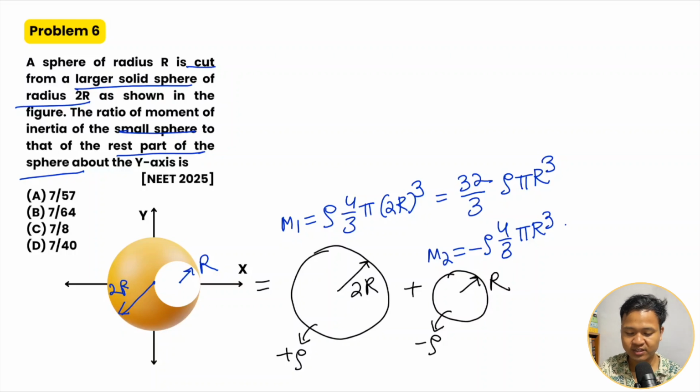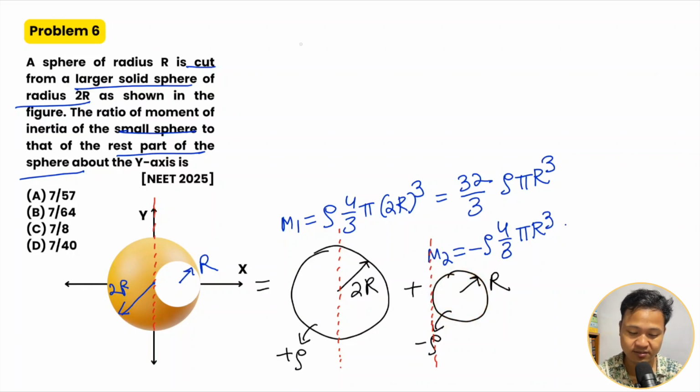For M2, the axis of rotation is about the y-axis. So this is the axis of rotation, passing through the center of mass of the bigger sphere. The given axis is a tangential axis for the smaller sphere. That means we need to apply the parallel axis theorem.